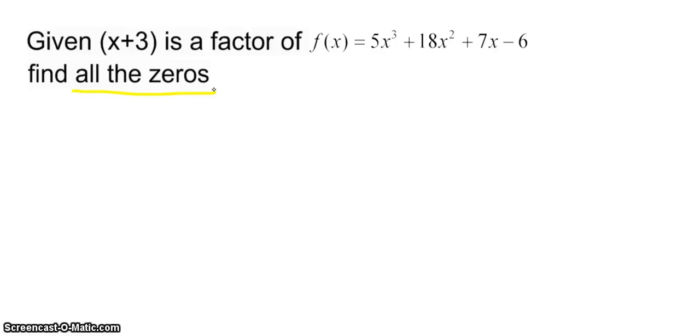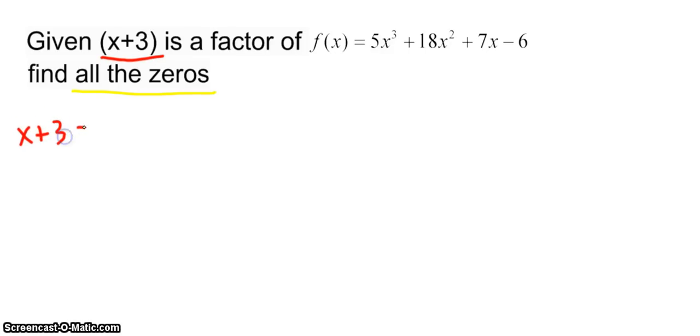Now, why are we going to use synthetic division? How is that going to help? Well, I'm telling you that x plus 3 is a factor. So, if I use x plus 3 as my divisor, then once I divide f of x by x plus 3, I should end up with a quadratic equation that I would be able to solve to find the remaining zeros. So, let's go ahead and do that.